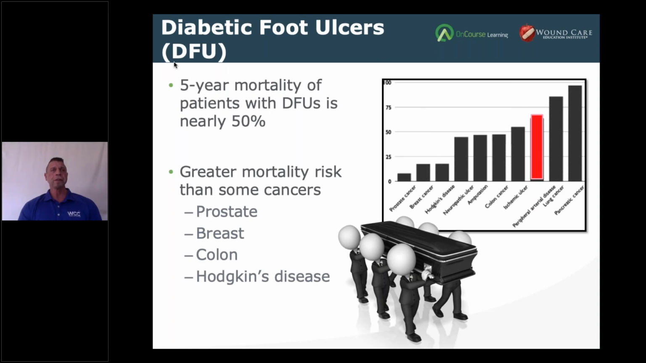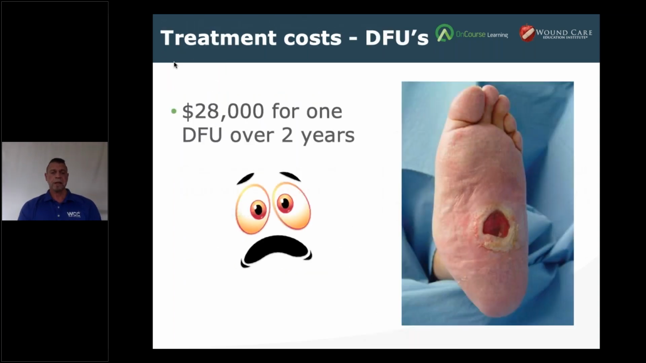I mean, that literally, when we think about it and look at the mortality risk of other diseases like some cancers, it's greater than those, greater than prostate, greater than breast cancer, colon, Hodgkin's disease. And from a financial perspective, it's even more scary. We're looking at just outpatient. It is said that a DFU over the course of 2 years is going to cost about $28,000, okay, for one DFU. Imagine if they have multiple wounds.